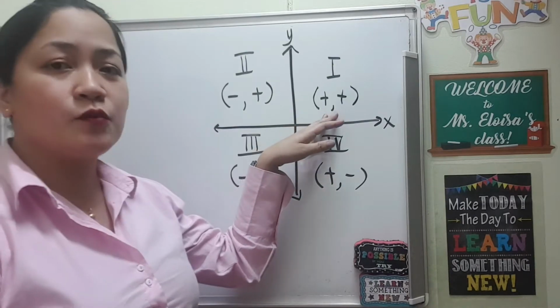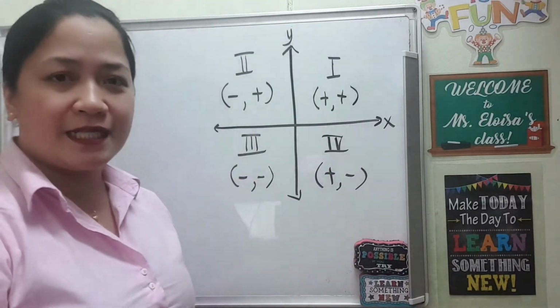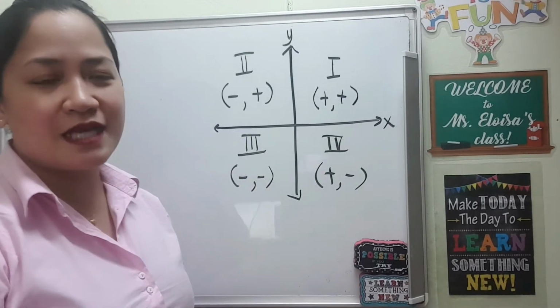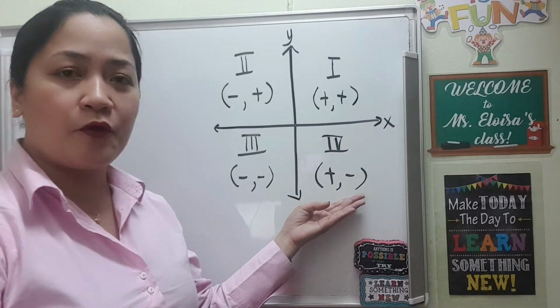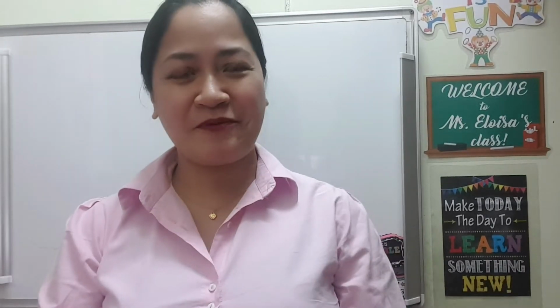So for quadrant 1, we have positive, positive. Quadrant 2, we have negative, positive. Quadrant 3, we have negative, negative. And quadrant 4, we have positive, negative. I hope you still remember that.